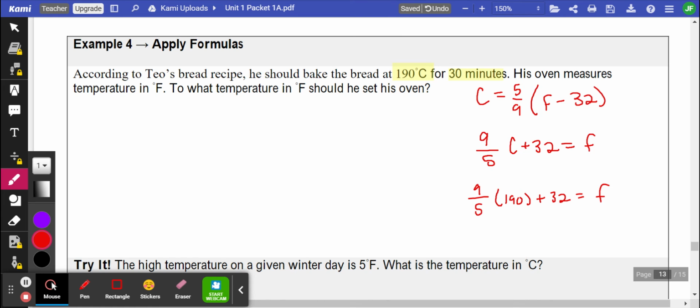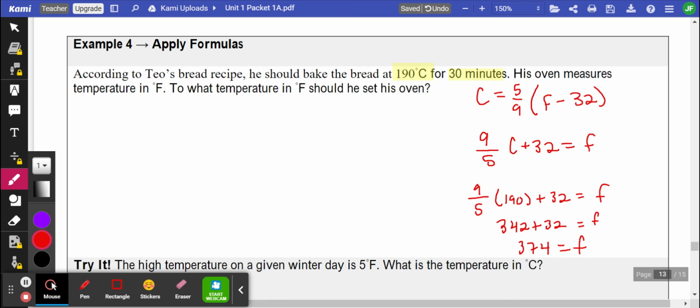So I'm going to go ahead and do that in my calculator. So 9/5 is the same as 9 times 190 divided by 5. So this whole thing gives me 342 plus 32, which gives me 374. So probably 375. Typically you have it at the 5s. Okay, and that's it for rewriting formulas.